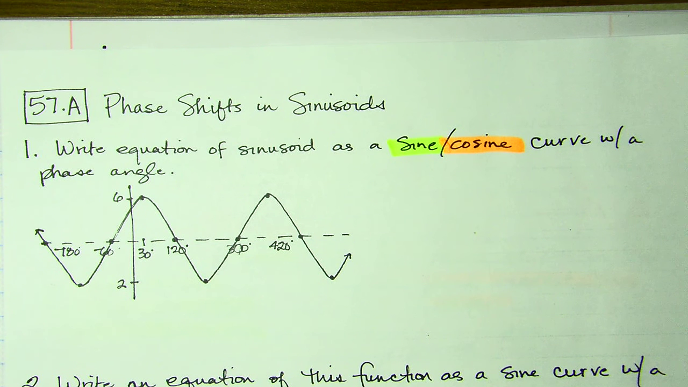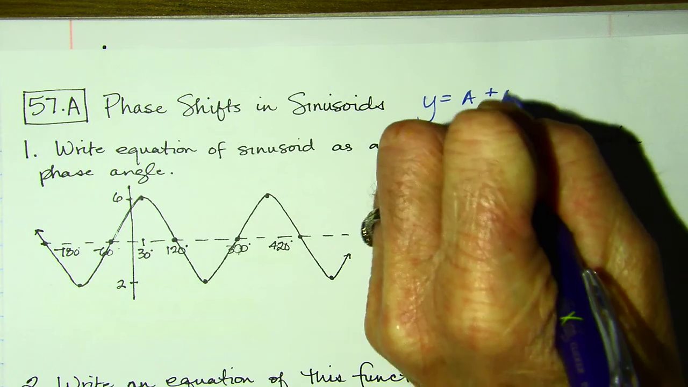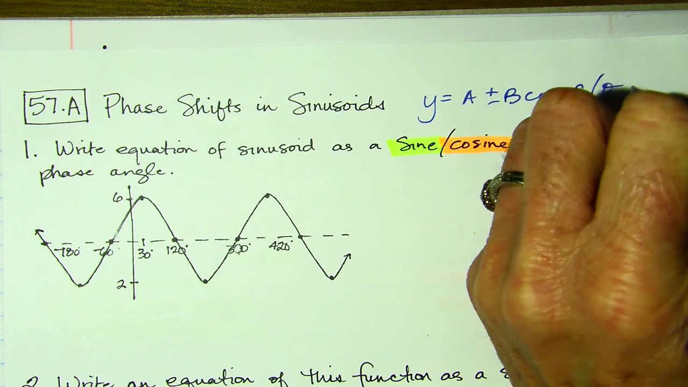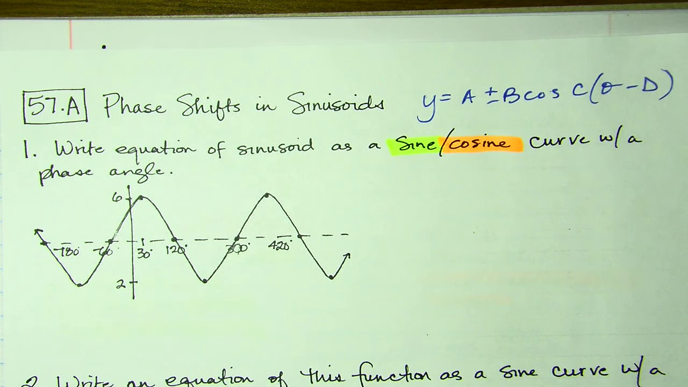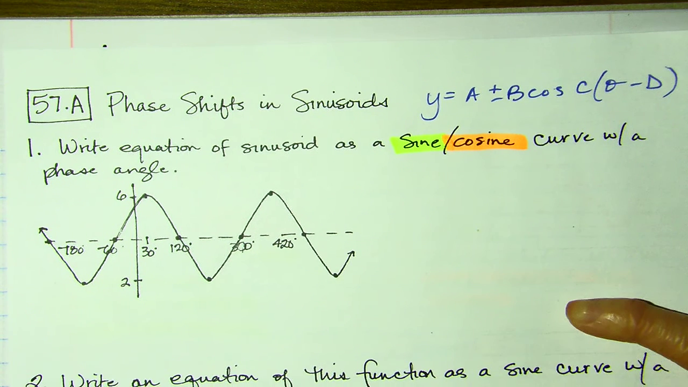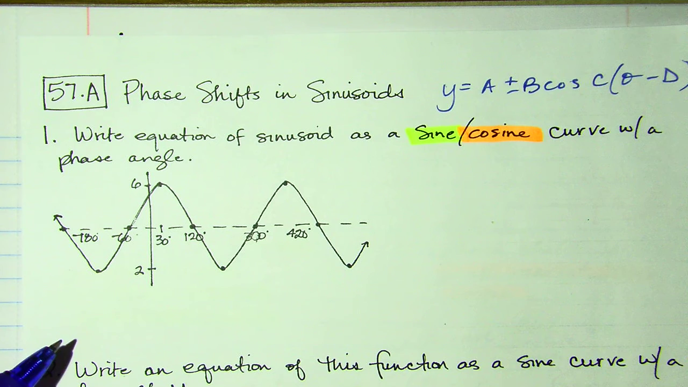So let's first, I'm going to write the general form up here, y equals a plus or minus b cosine c of theta minus d. Now, we're not dealing with periods so far, we're just dealing with phase shift, and this can be cosine or sine. So let's start with our center line. Now, they're not going to mark it anymore. Usually, you're going to have to figure out what it is.